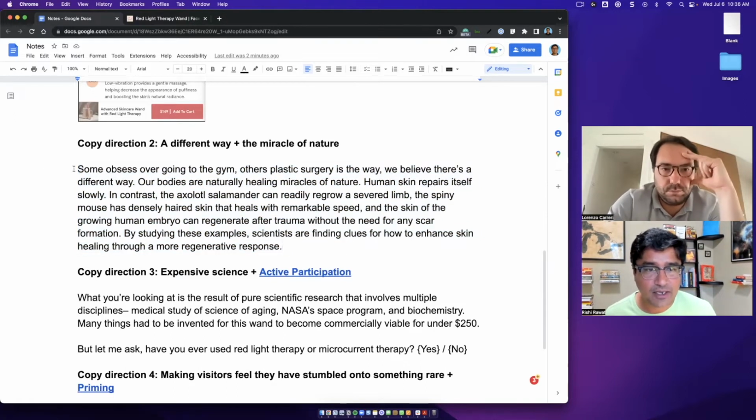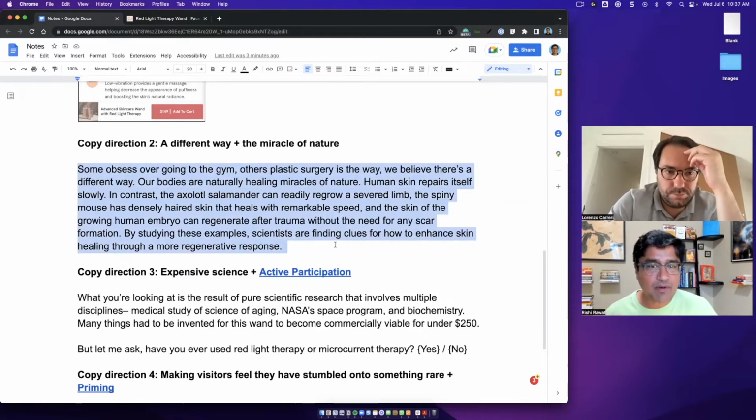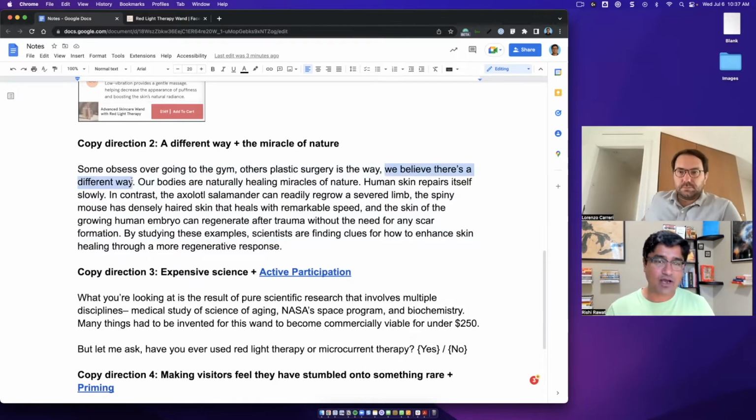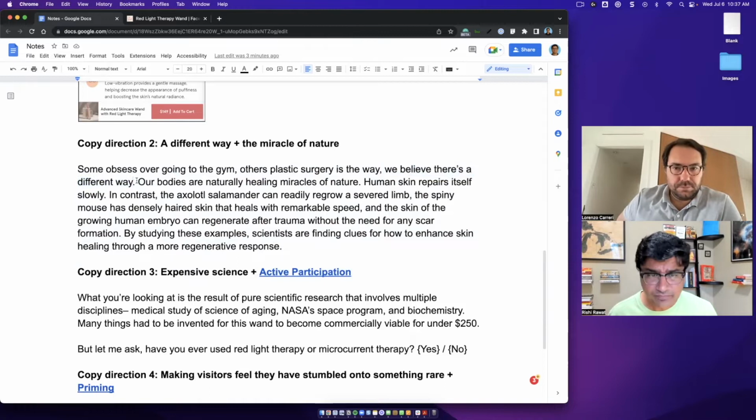So the copy says, some obsess over going to the gym. So I'm saying some consumers want to go to the gym. For some people, it's plastic surgery. We believe there is a different way. So this is intentionally put in a way that you have to read more to understand what this different way is, right? Then we say our bodies are naturally healing miracles of nature.